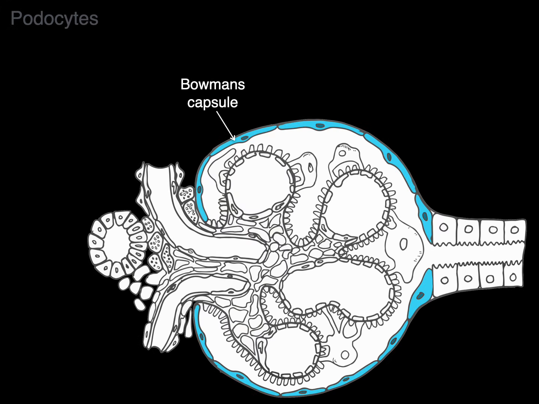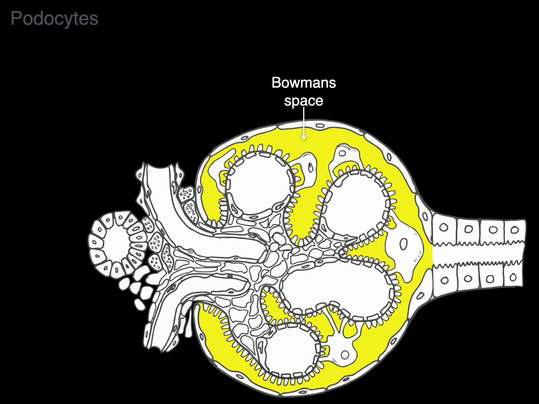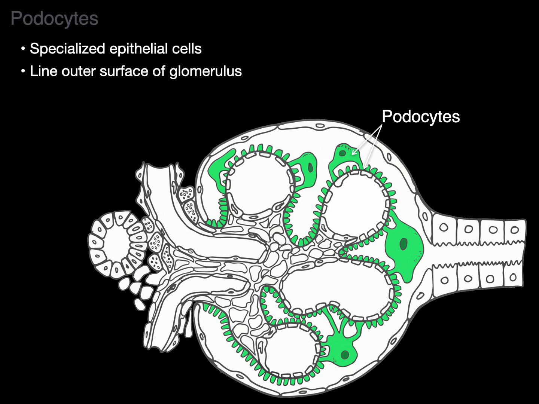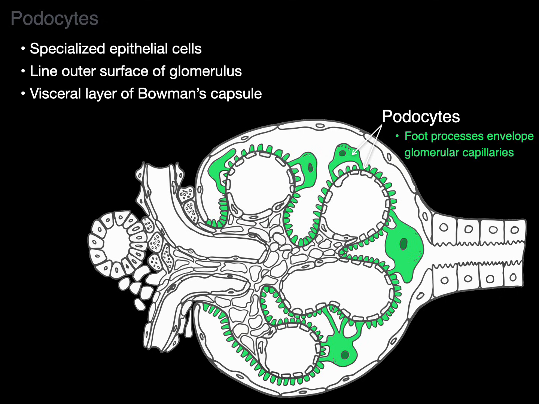First, here is a renal corpuscle, and in blue there's Bowman's capsule. That's simple squamous epithelium, and it's often called the parietal layer of Bowman's capsule. Then there is Bowman's space, or the urinary space, that fills with filtrate. There in green are the podocytes. They're specialized epithelial cells that line the outer surface of the glomerulus, or the glomeruli in plural. That's the visceral layer of Bowman's capsule.